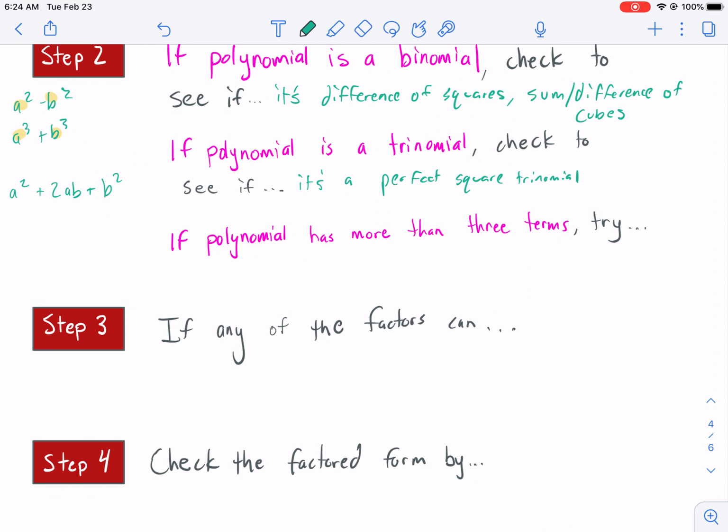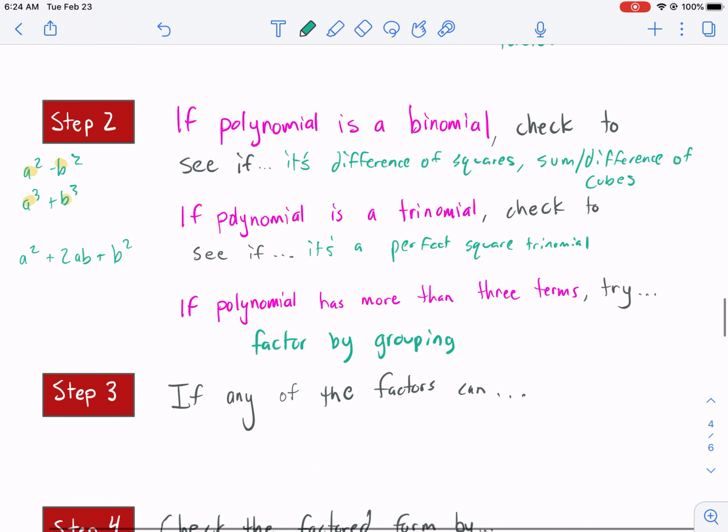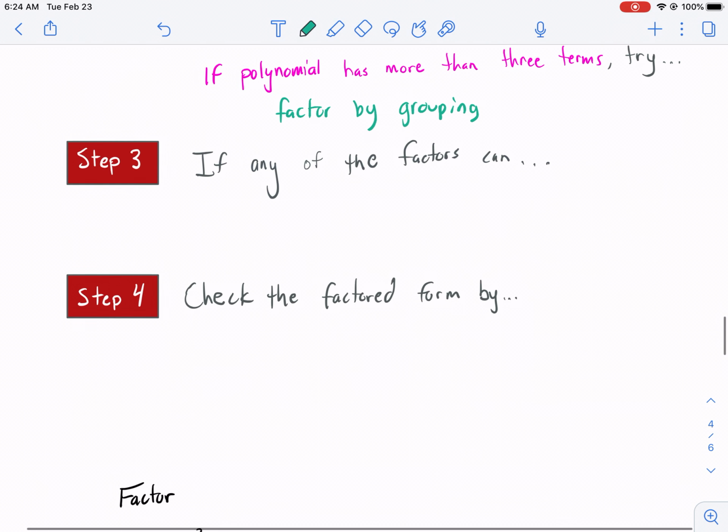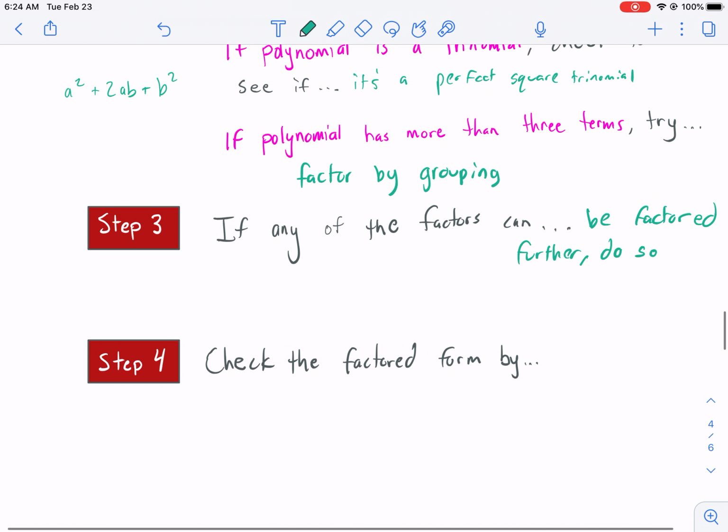If the polynomial has more than three terms, try factor by grouping. Okay, factor by grouping can always be helpful when you have like four terms or more. So try factor by grouping if those other two possibilities are not the case. Step three: if any of the factors can be factored further, do so.